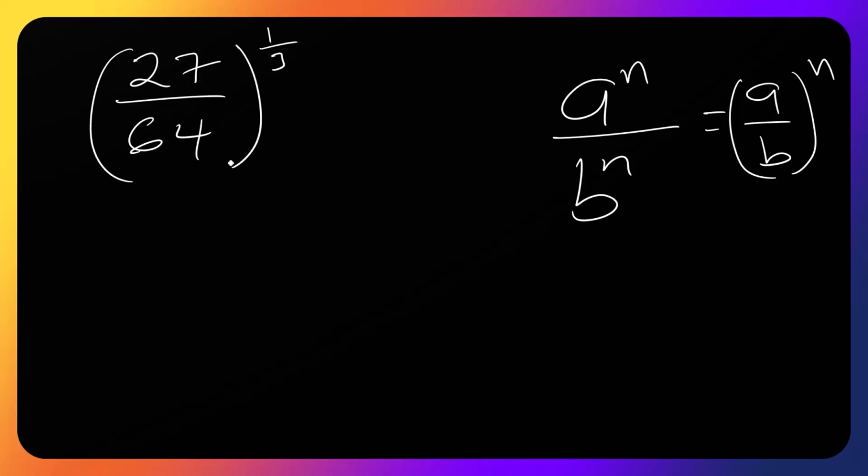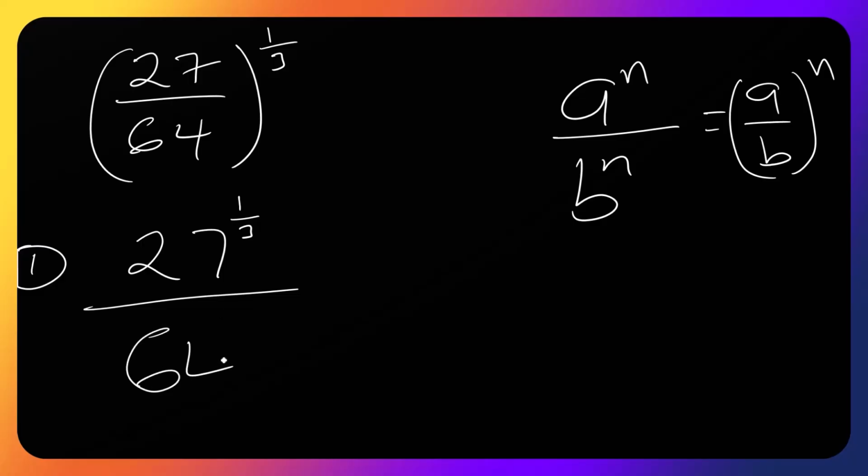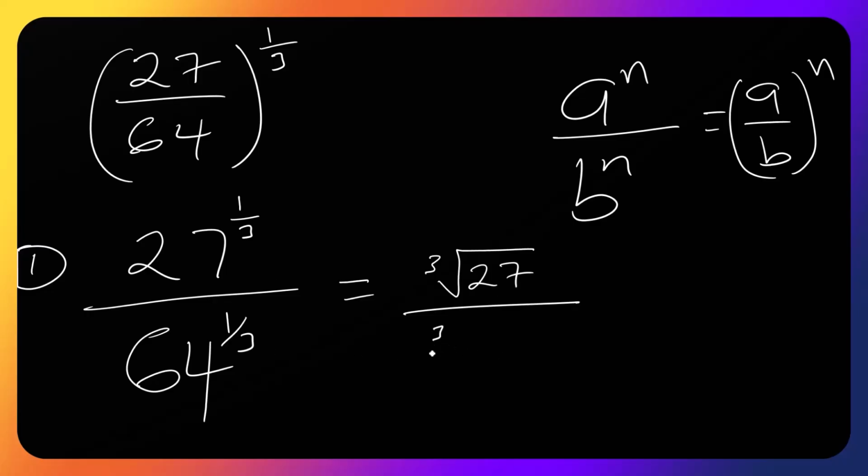So we have so many ways. Now this one, you can let this one affect this and affect this one. So that will be 27 exponent 1 over 3 on 64 exponent 1 over 3. Okay, so let's use the fraction index approach. So we had 1 over 3, so that will be cube root of 27 on cube root of 64.